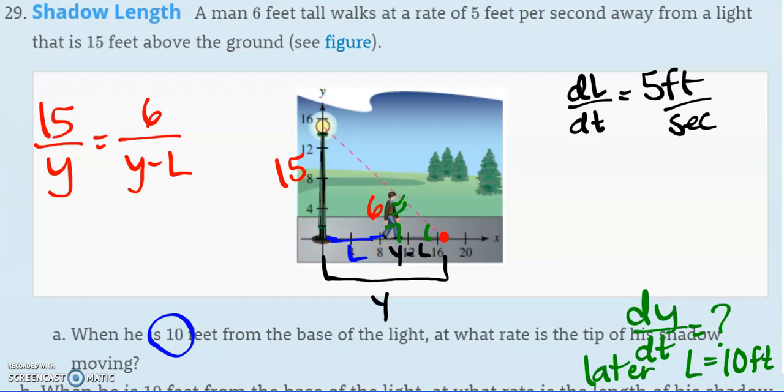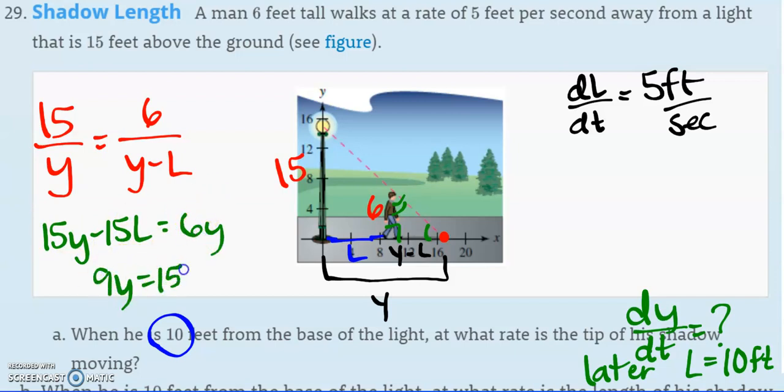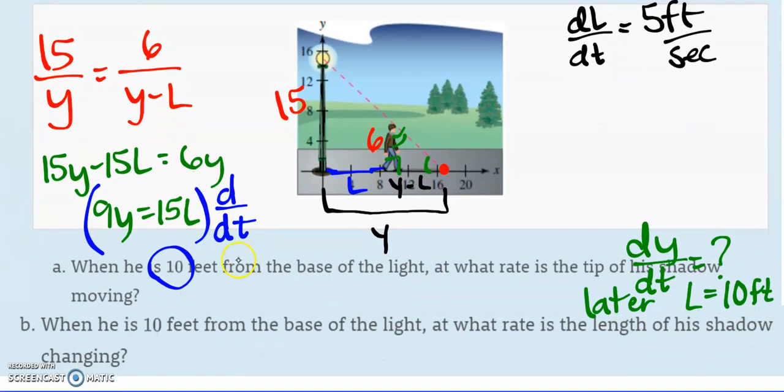Okay, so I'm going to cross multiply. I'm going to get 15y minus 15L equals 6y. I'm going to get 9y equals 15L. I now have a nice relationship between y and L, my variables that I wanted. I'm ready to take the derivative with respect to time. So I'm going to get 9 dy dt is equal to 15 dL dt.